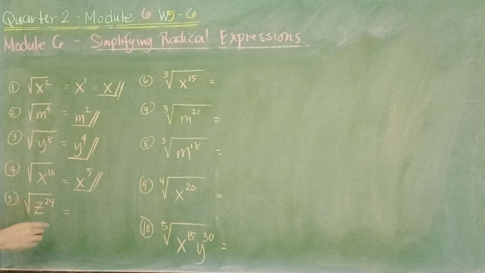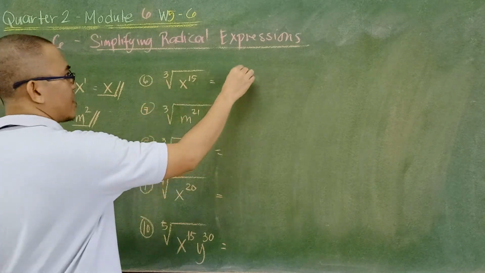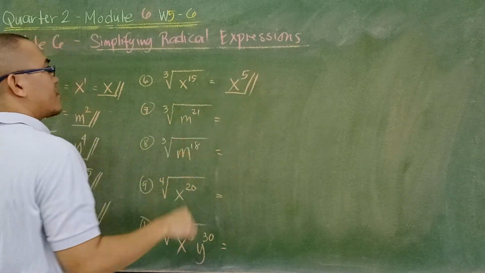24 divided by 2, this is z raised to 12. So, ganyan lang, dinidivide mo lang sa index. Paano yung number 6? 15, tapos index mo is 3. So, copy yung base. 15 divided by 3, that is 5.